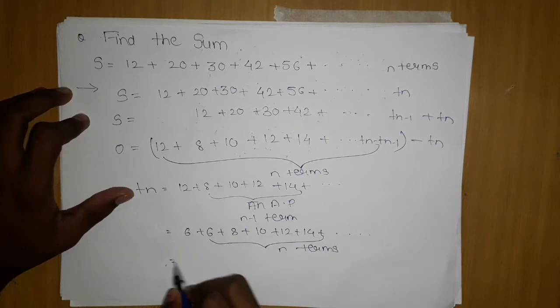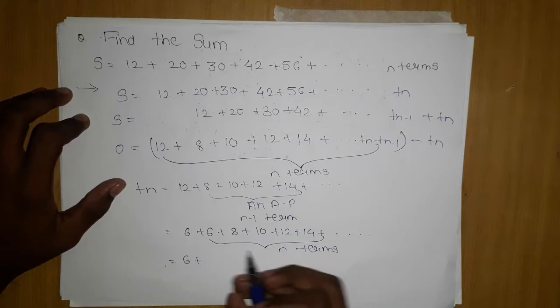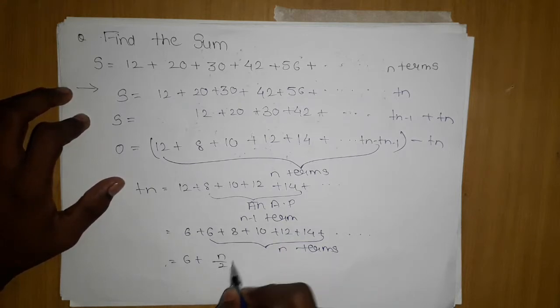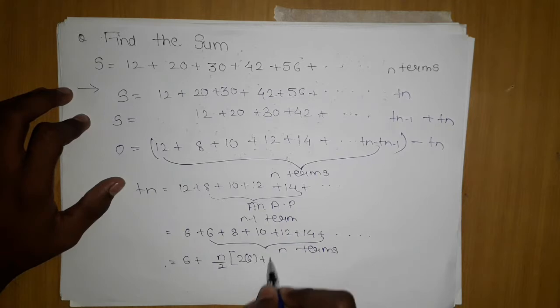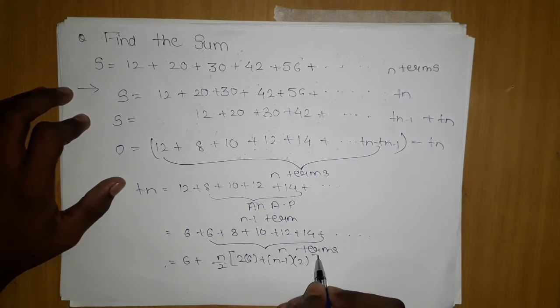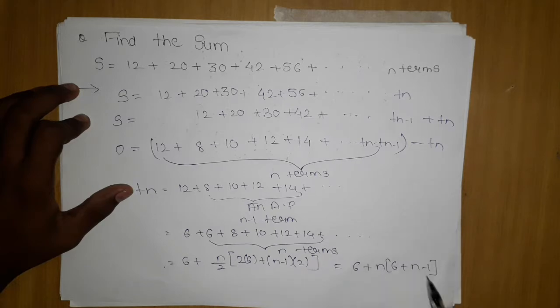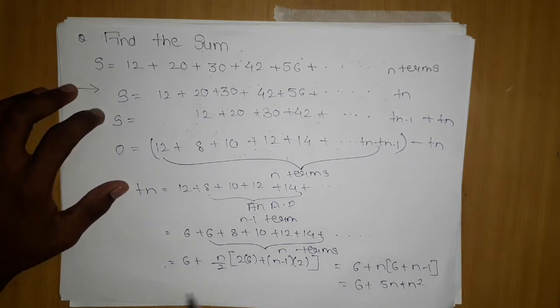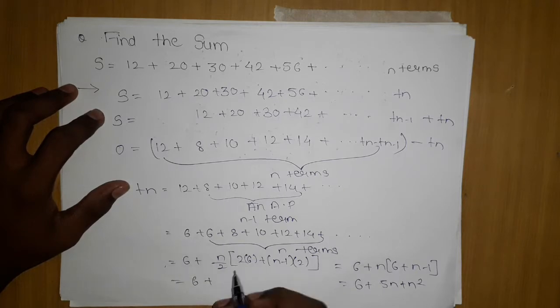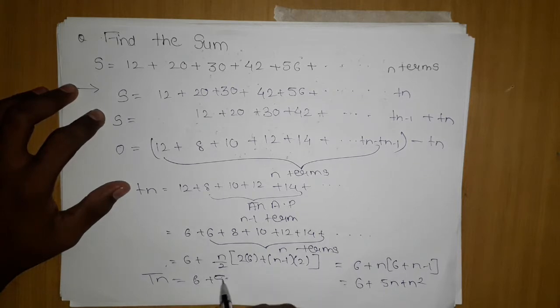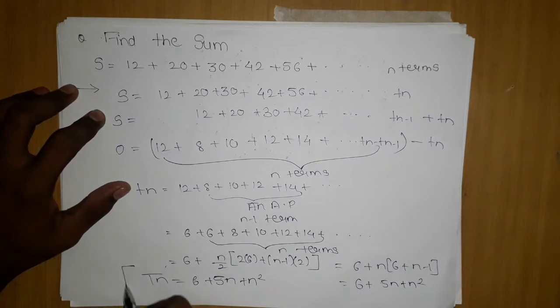Now I will try to write the sum: 6 plus n by 2 bracket 2 into 6 plus n minus 1 into d, which is 2. After this you can clearly see 6 plus n into 6 plus n minus 1, which gives me 6 plus 5n plus n squared. So we got our Tn: 6 plus 5n plus n squared. This is our Tn.